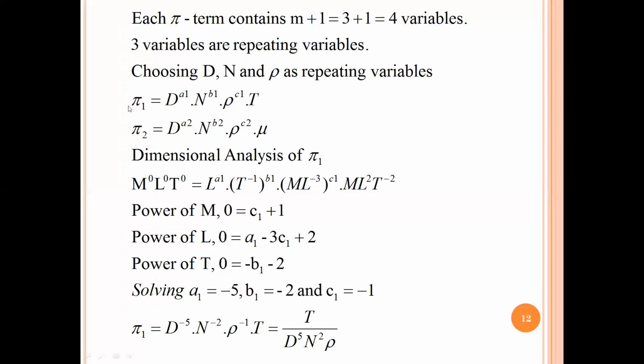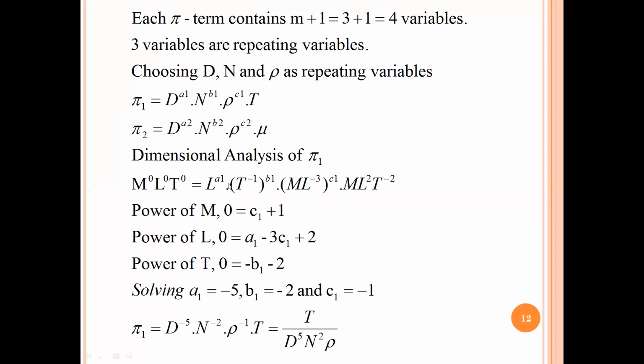Pi values are dimensionless, so here I'm writing the dimension M to the power 0, L to the power 0, T to the power 0. Now coming to D, the dimension is L, L to the power A1. For N, it is T to the power minus 1, to the power B1. For your rho, it is M L to the power minus 3, to the power C1. And for T, it does not have any exponent, so I'm just writing it as it is, M L square T to the power minus 2.